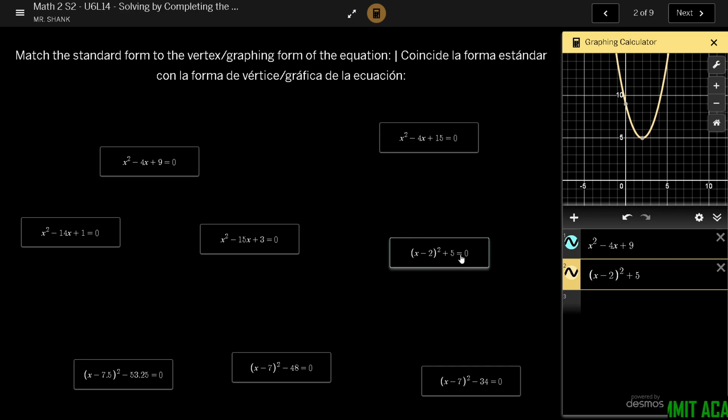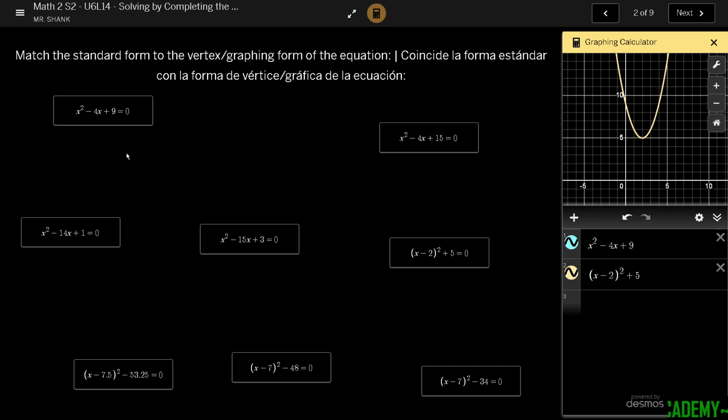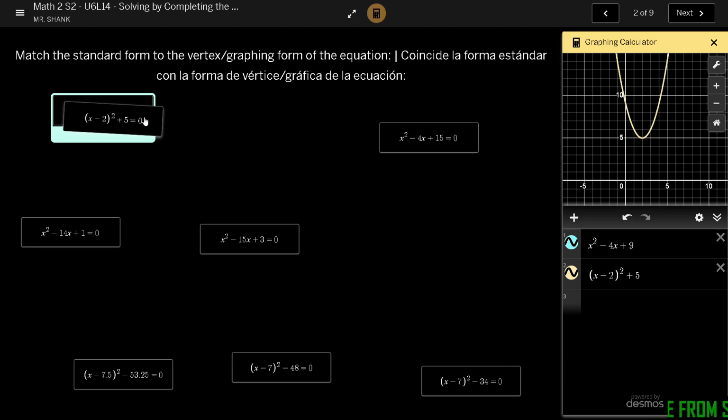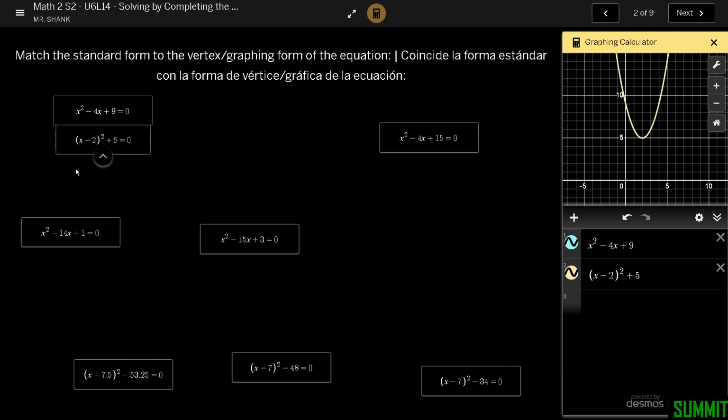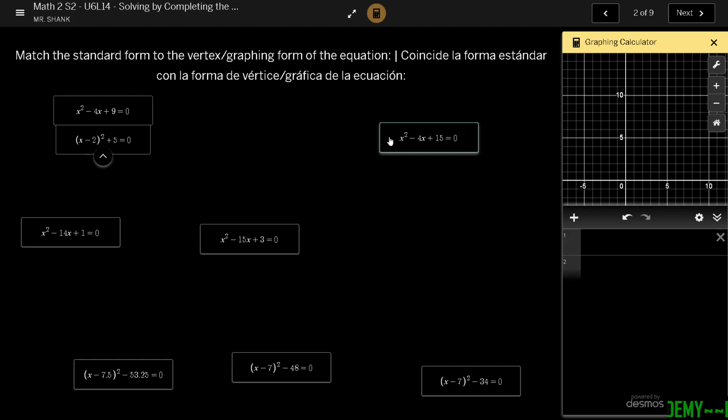So what I'm going to do is I'm going to put the standard one up here, and then I'm going to drag it, and then it should highlight once you are able to group those two together. So notice how those two are grouped together. So there's two down real easily. So let me try this one here.